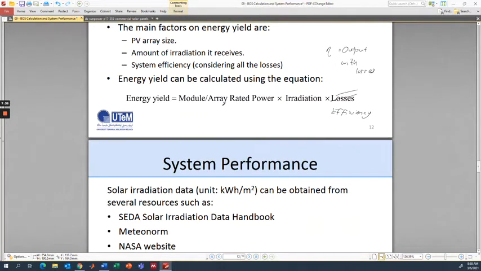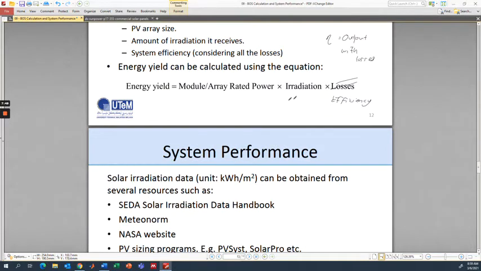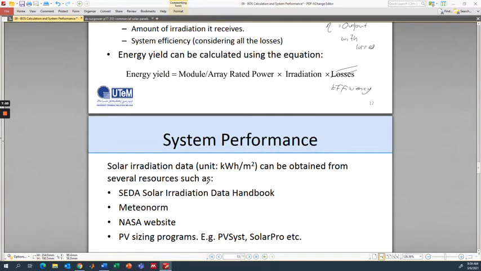Okay, so the first variable, the array rated power, is basically the capacity of the installation system. So let's say we install a system of 1 megawatt capacity, then that will be our rated power. The irradiation, the second variable, we determine using several resources depending on what is available to us.